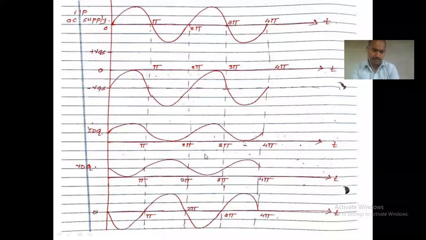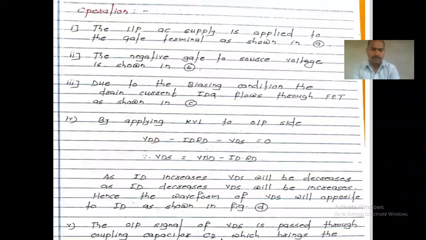Positive, right? So drain current must be positive. Why is it so? Because it is increasing and decreasing just like the input signal. That's why it is positive, right? It is positive. Now see VDQ. Now see why it is opposite. I'm telling you. See here, one equation with respect to KVL.